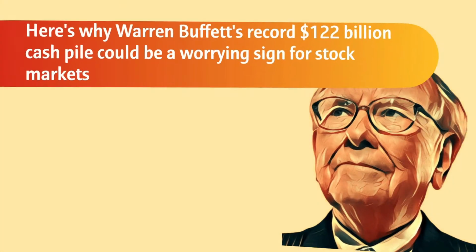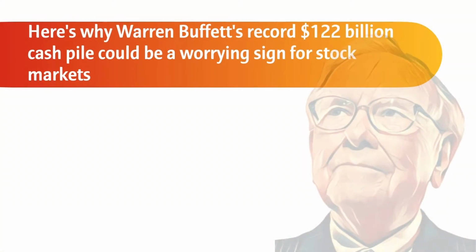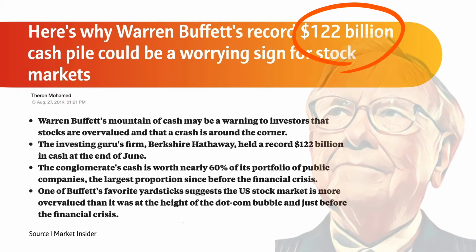The article is about why Warren Buffett's record $122 billion cash pile could be not a good sign for stock markets. It says, $122 billion in cash is the new record for Berkshire Hathaway. It's a warning sign that stocks are overvalued and a crash is around the corner. The US stock market is more overvalued than the dot-com bubble and just before the financial crisis.